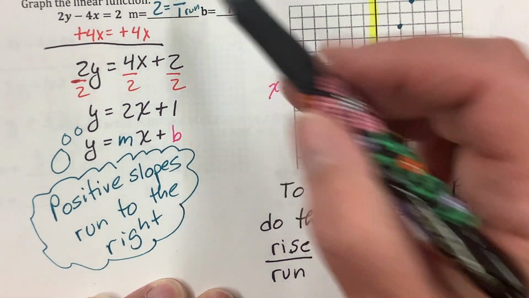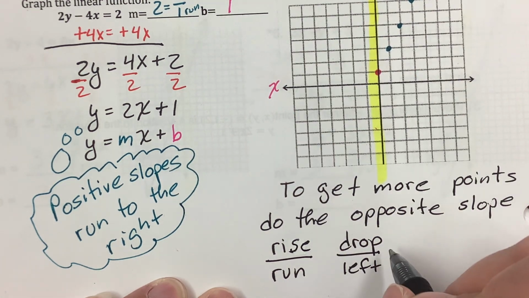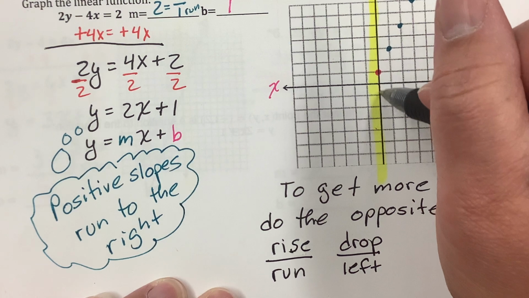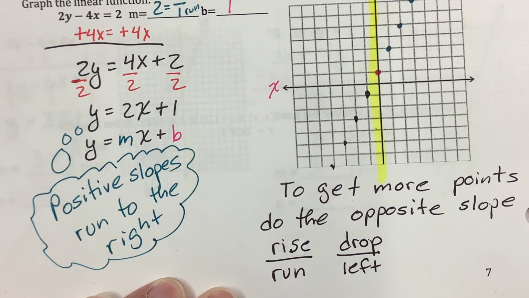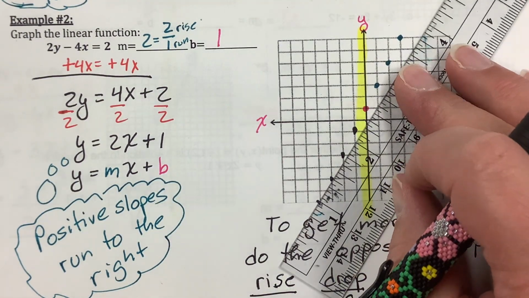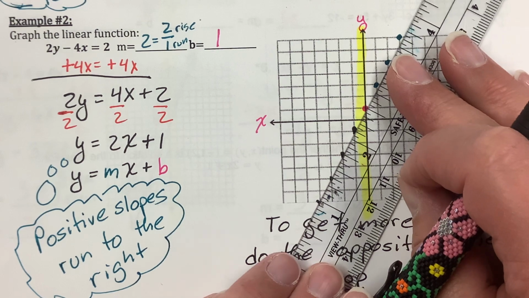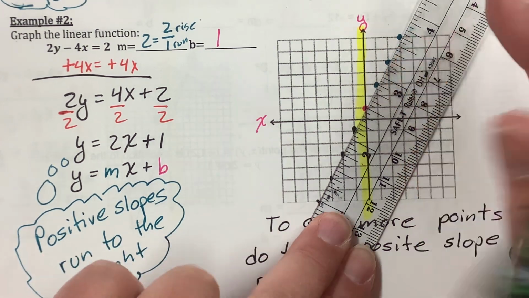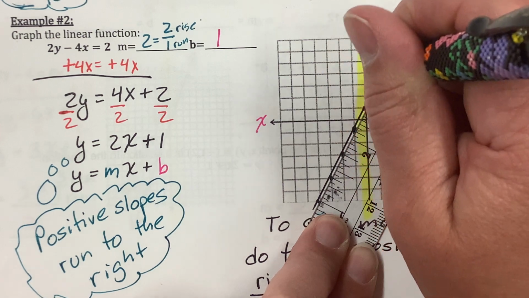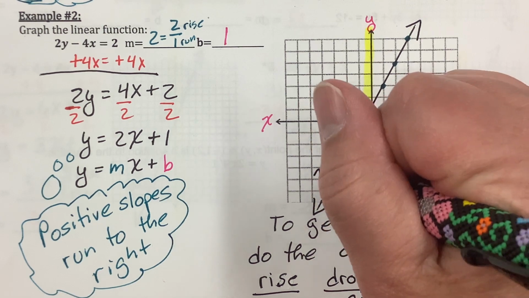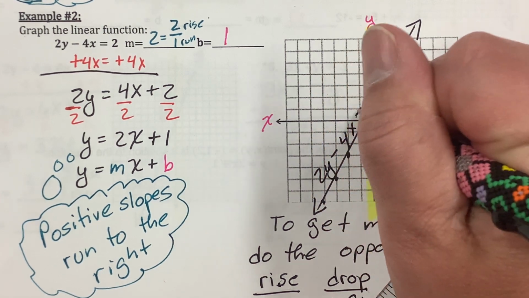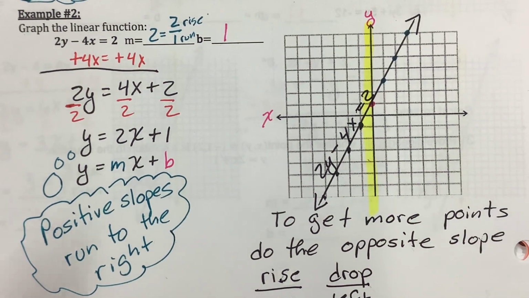My slope was rise 2, run 1, so I'm going to drop 2, go left 1. Drop 2, go left 1. And that's giving me a bunch more points. Now, I'm going to connect all these points and go completely across the grid, and write the original 2y minus 4x equals 2 on my line. Okay, next page.